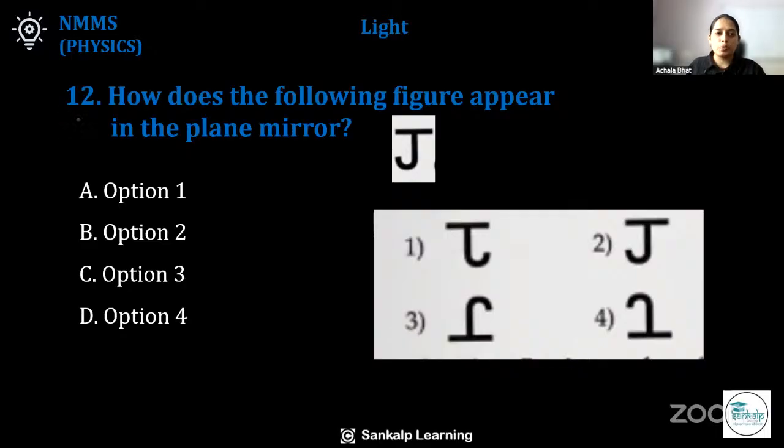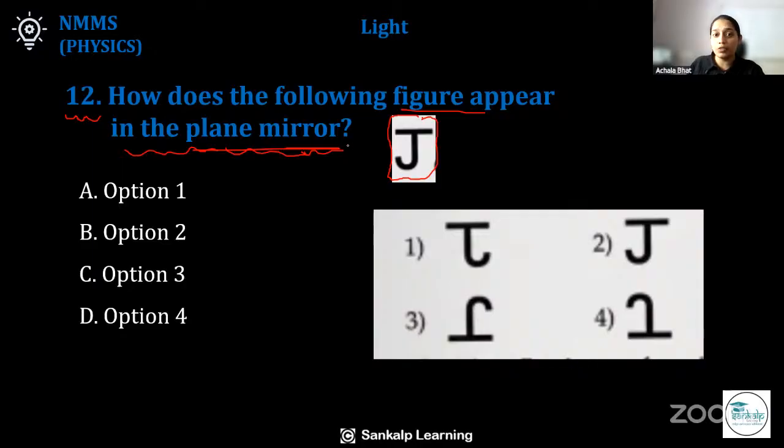Let us see question number 12 of NMMS Physics chapter Light. How does the following figure appear in the plane mirror? See, this image. How does this figure appear in the plane mirror? We know that in plane mirror, lateral inversion occurs.